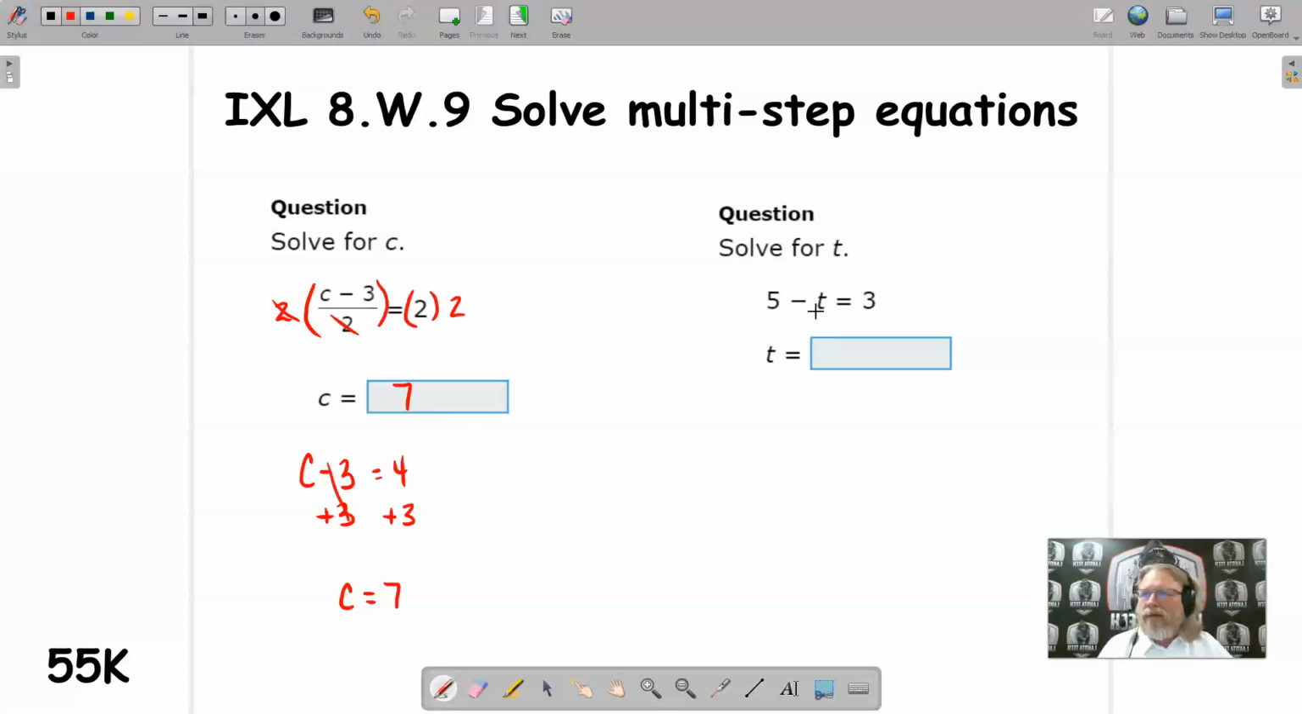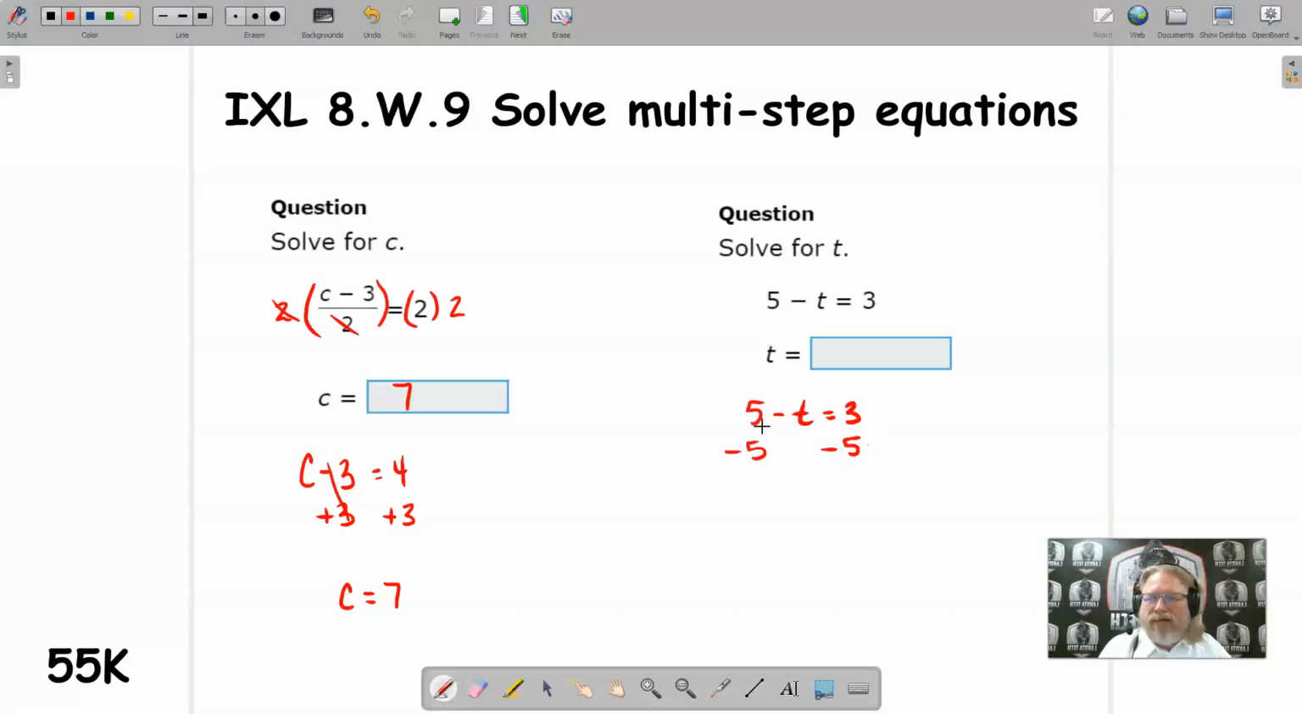On the next one, you might be wondering, why multiple steps here? It's just subtraction, that's it. Well, we'll see what that other step is. So we start off with 5 minus t equals 3. Well, we need to get rid of this 5, right? So let's go ahead and subtract 5. What we do to one side, we're going to do to the other.